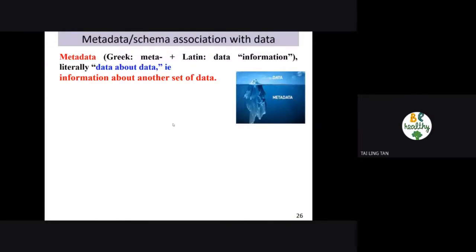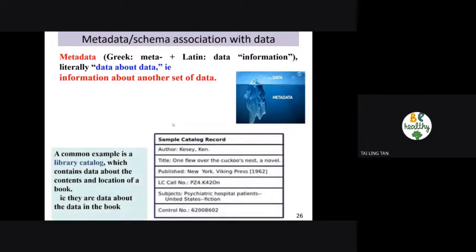We talk about metadata and the relationship between metadata and data. The keyword metadata is the Greek word meta combined with the Latin word data. Combine these two together, it becomes info: data about data. So we have this picture here. Metadata is the data about data.